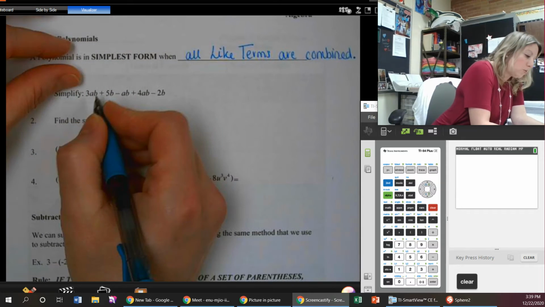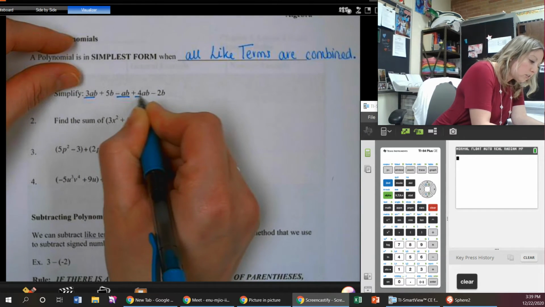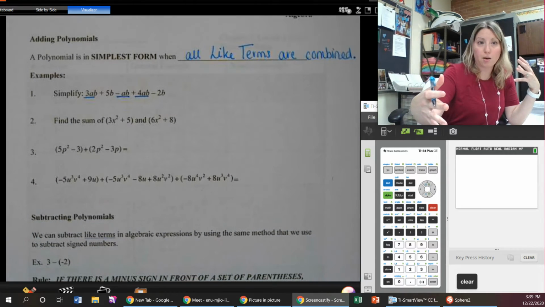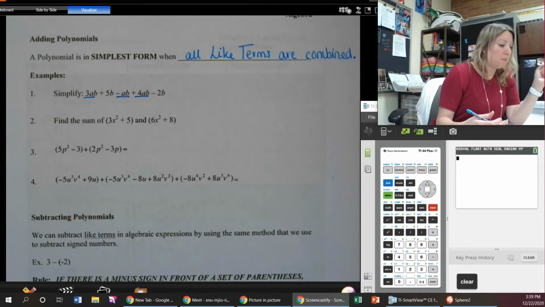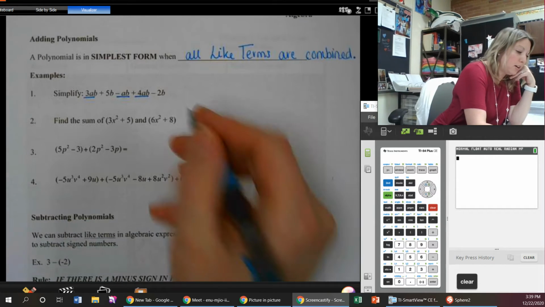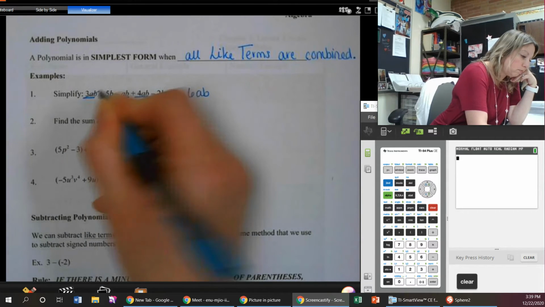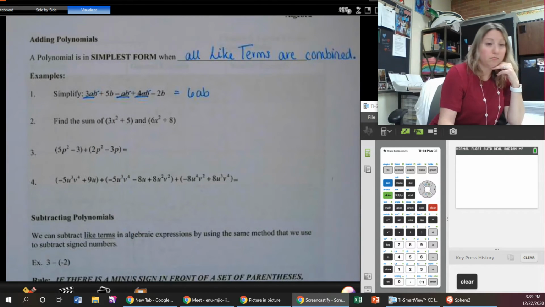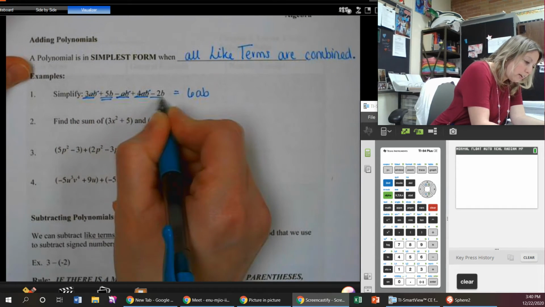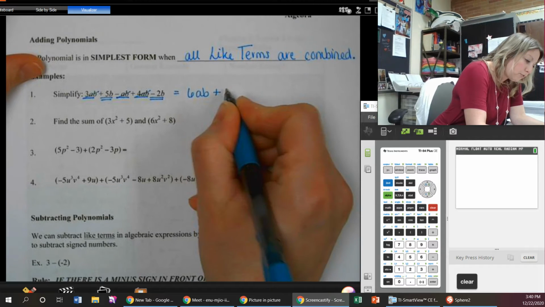What I like to do is put the same number of underlines under the like terms, and then I add their coefficients up. So 3ab minus 1ab is 2ab, plus 4 more ab gives me a total of 6ab. Done. Now I've got 5b and negative 2b. 5b minus 2b is a positive 3b.